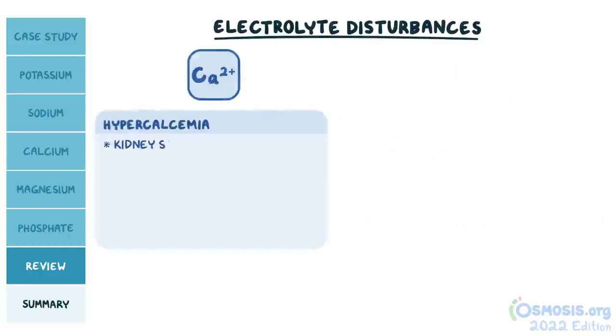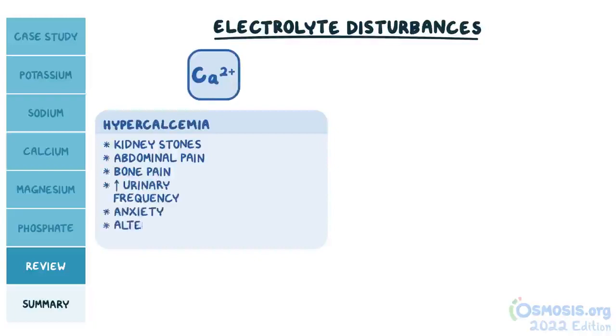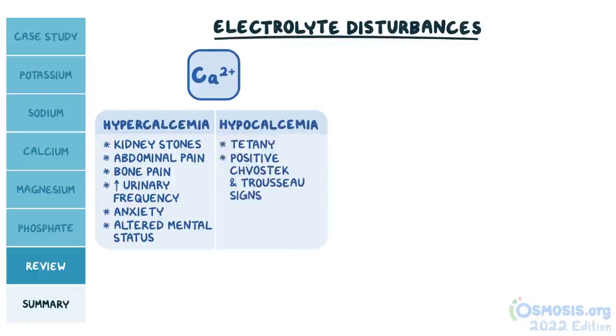Hypercalcemia can lead to kidney stones, abdominal pain, bone pain, as well as increased urinary frequency, anxiety, and altered mental status. Hypocalcemia presents with tetany, positive Chvostek and Trousseau signs, and the ECG shows prolonged QT.